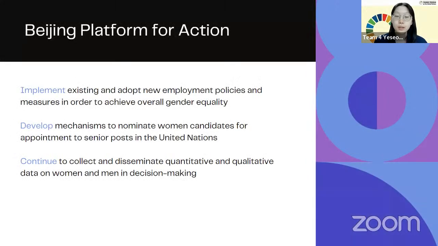The next is the Beijing Platform for Action, as presented at the 1995 United Nations Fourth World Conference on Women in Beijing. It states that the United Nations must take measures to ensure women's equal access to and full participation in power structures and decision making.